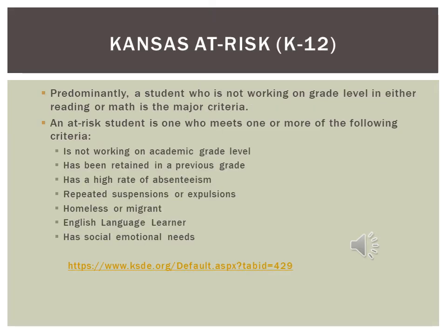I have here a list of the criteria that the state of Kansas uses to label a student as at risk. Basically, they have to have one or more of these criteria in order to fit the label. The first one and the most common one is that the students are not working at their academic grade level, particularly in the areas of reading or math.